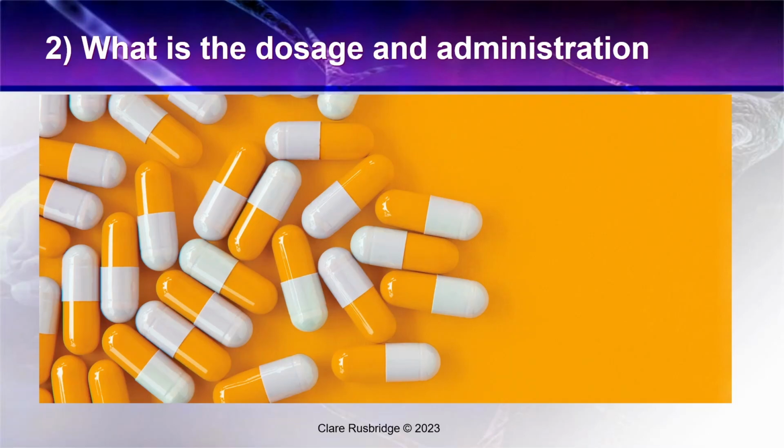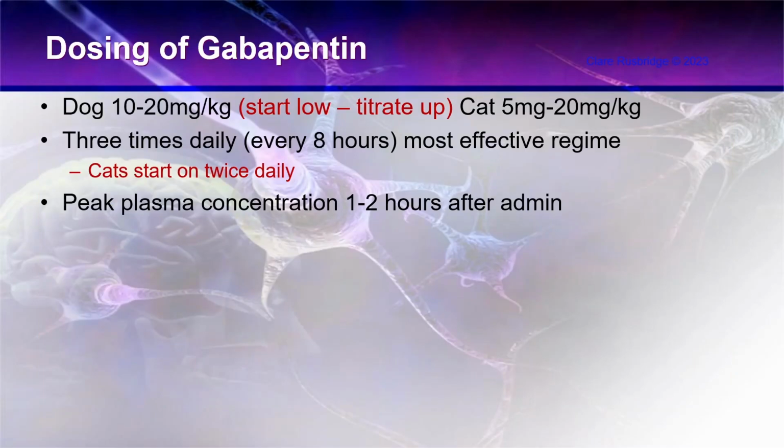What is the dosage and the administration? This is the second thing that you should know. Well, the dose rate in the dog is between 10 and 20 milligrams per kilogram. However, there is that range really for two reasons. The first and most important is you should start low and titrate up. So you start at the lowest end of the dose range and gradually increase it.